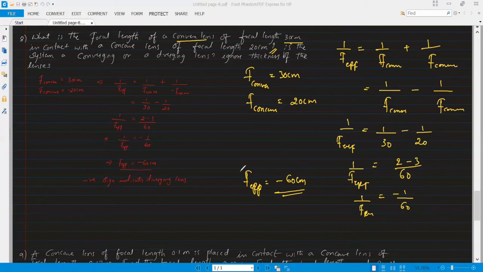See, if the combination has the negative sign, the focal length of the combination is negative, which means it is going to be a diverging lens. Our lens is diverging in nature. If it is positive, then it is going to be a converging lens. Okay, so I hope you got this. We'll go for the next problem.